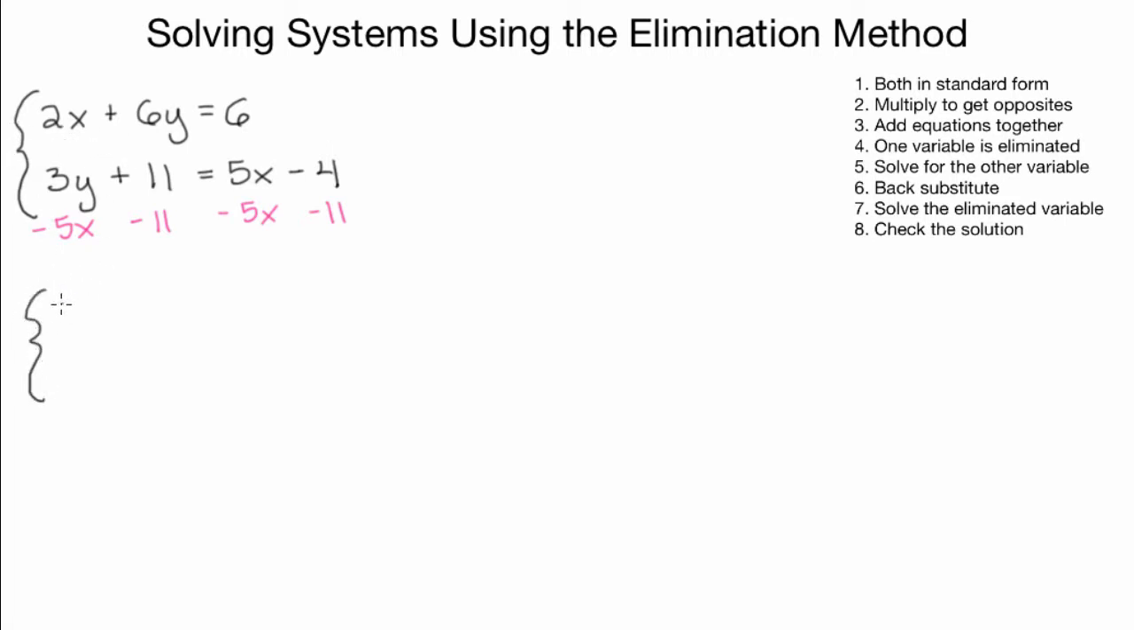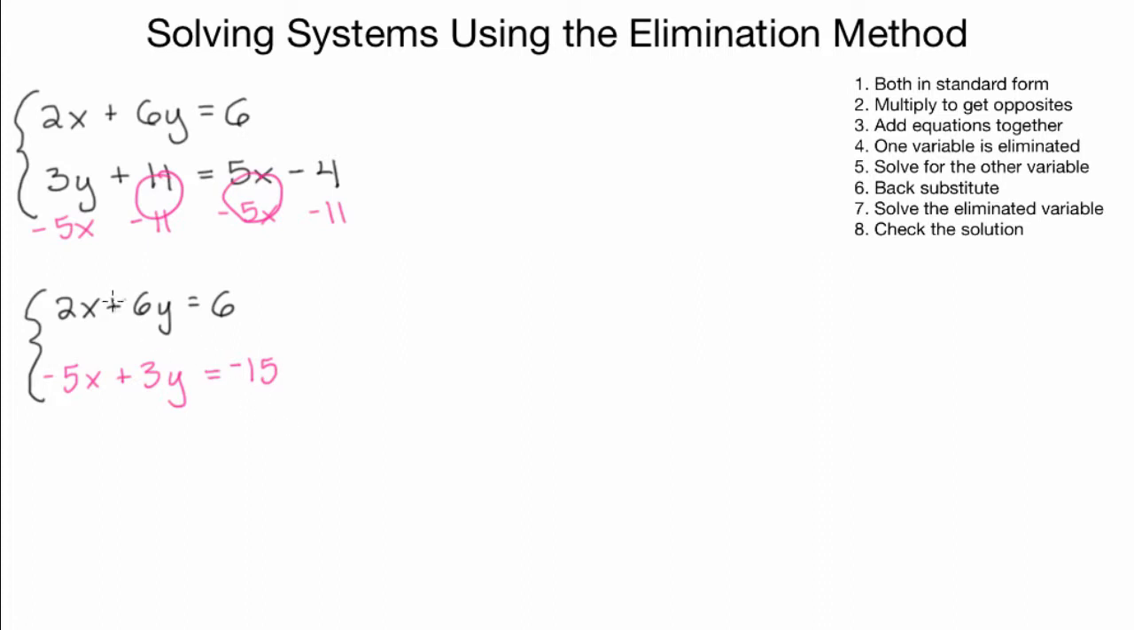I still have the first equation, 2x plus 6y equals 6. But now I have 3y minus 5x, with negative 5x over there, and then I still have the 3y. But I don't have this 11 anymore. That got canceled out, turned to 0. So that equals: 5x minus 5x turns into 0, and negative 4 minus 11 is negative 15.